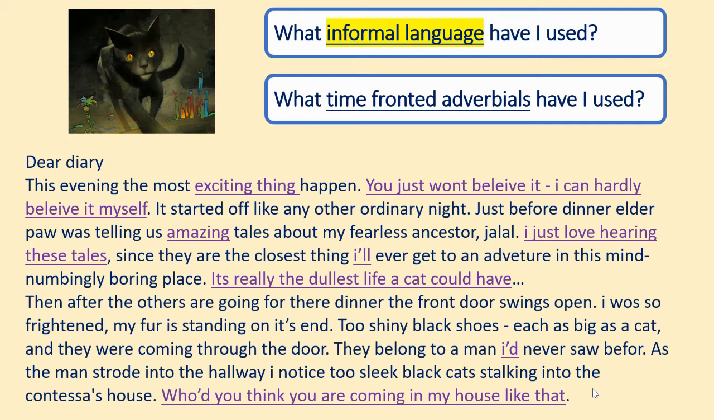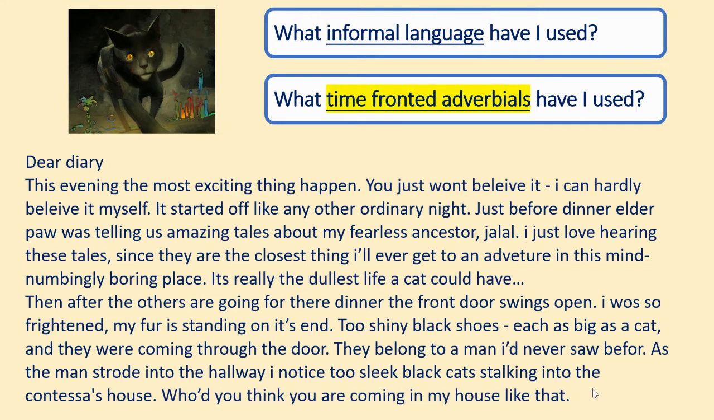Okay, so now you're going to have a turn at trying to see if you can find my time-fronted adverbials. I'm going to give you a clue. There are 4 time-fronted adverbials and they tell you when something happens. I want you to pause the video and see if you can find, just have a look and with your finger try and point out the time-fronted adverbials in my diary. Do that now. Press pause. Okay, so we're back and let's have a look and see if you were able to get all 4 of the time-fronted adverbials that I used.